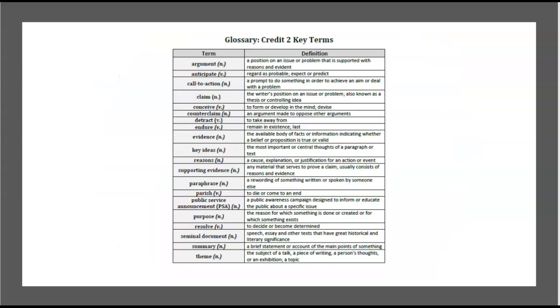All right, for credit 2, here is a glossary list of your key terms. Make sure you go back to this page often when you come across a word you don't understand in the packet. You can come here and look for the definition.